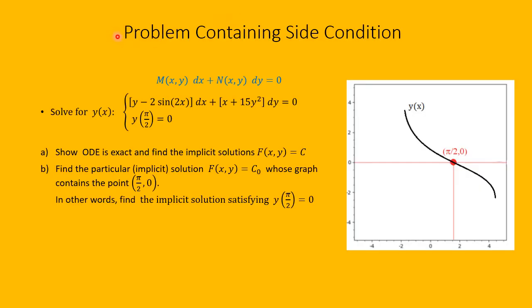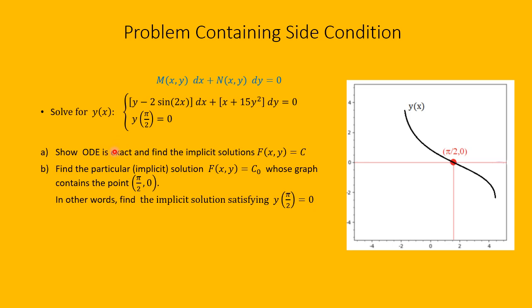So let's consider a problem containing a side condition. Let's look at this problem. This stuff times dx plus this stuff times dy equals 0. That's a differential equation. Hopefully it's exact. And we also want y of x to satisfy y of pi over 2 equals 0. So differential equation, first order differential equation actually, plus this initial condition, solve for y of x.